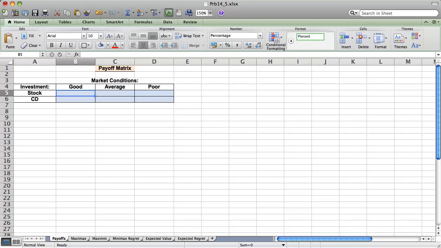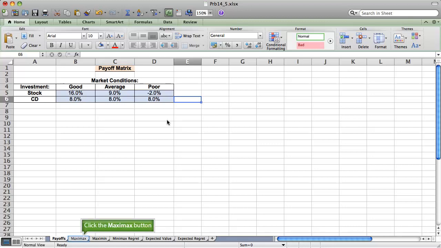Philip is investing $30,000, and he can either go with stocks or a CD. Now the stocks vary in performance, of course. And the payoff matrix will show the payoff for stocks under good, average, or poor conditions. The CD investment stays constant. So for any of the conditions, it's an 8% payoff.